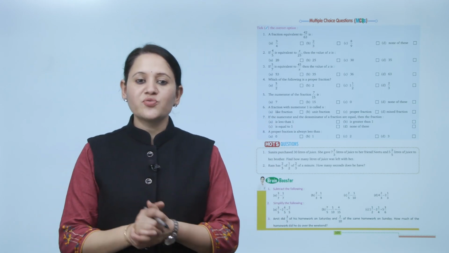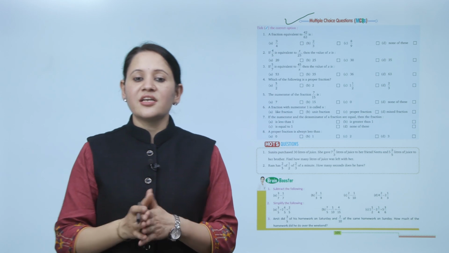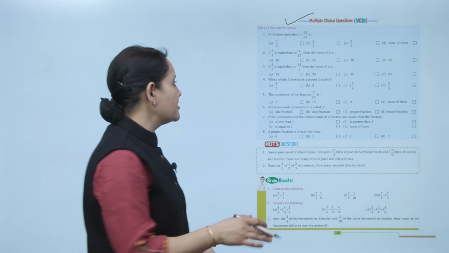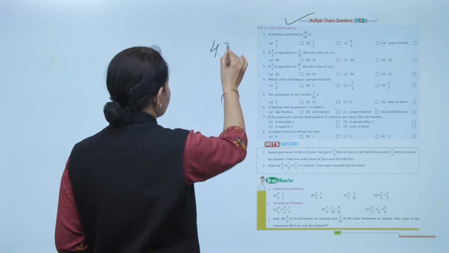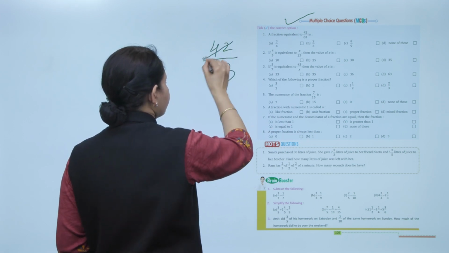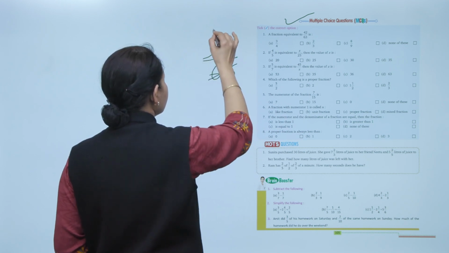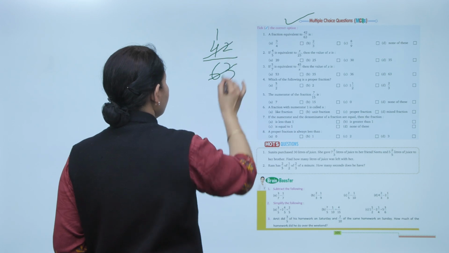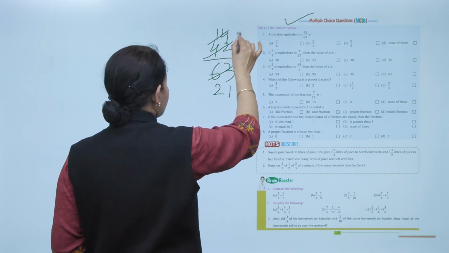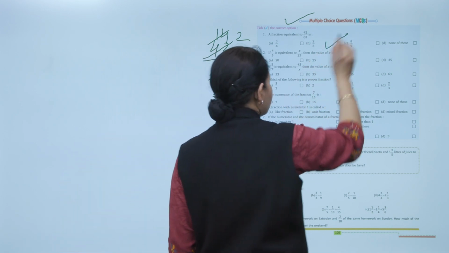Next is multiple choice questions. Take the correct option. The fraction equivalent to 42 upon 63 is? थ्री से डिवाइड कर लेंगे दोनों को, 14 और 21. नाउ कैन बी डिवाइडेड बाय 7, 2 by 3. So B is the correct option.